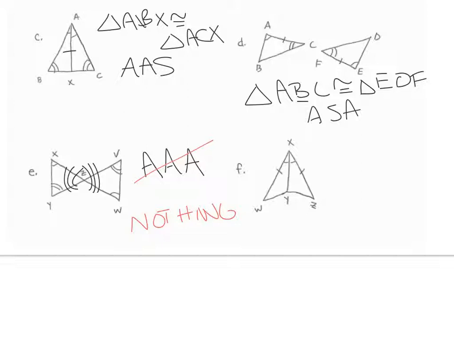And then the last one, F, I can mark the reflexive property. XY is congruent to XY. So now I have a side, angle, side, because the angle is between the two sides that are congruent. So I can say triangle WXY is congruent to triangle. W matches up with Z. X and X both have one hash mark, so it's X, and then Y. And this is by the side, angle, side.